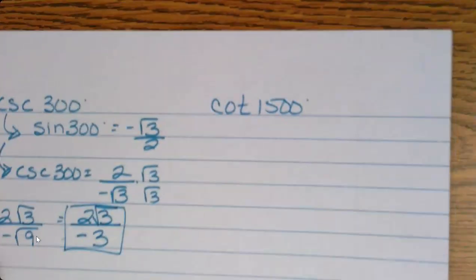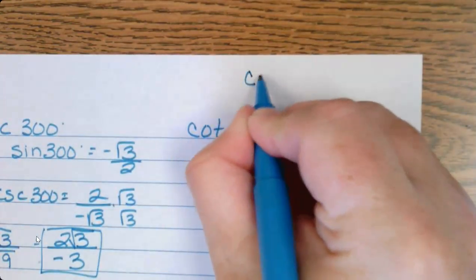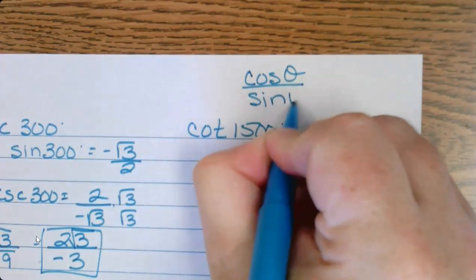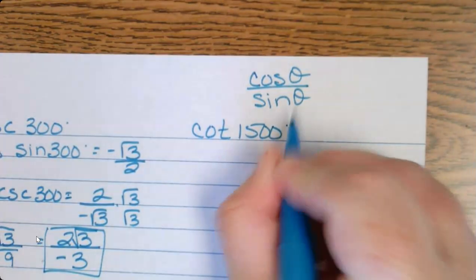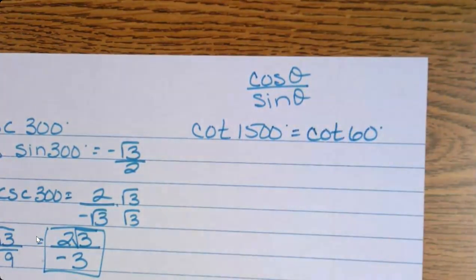Okay. Remember here, cotangent, that formula is going to be cosine over sine. But that's 1,500. I want to make sure I read that right. Well, there are definitely 2 zeros. So 1,500 minus 360, minus 360, minus 360, minus 360. Okay. So this is cotangent of 60 degrees.